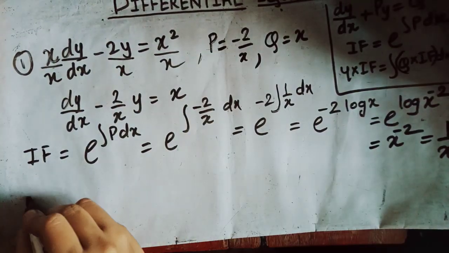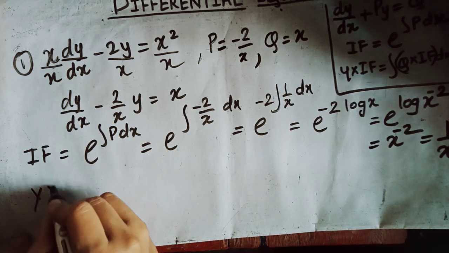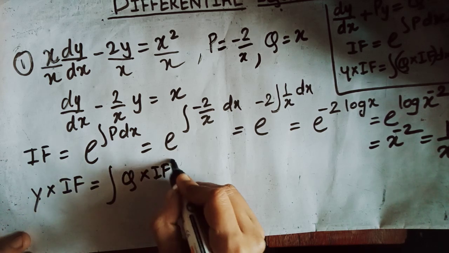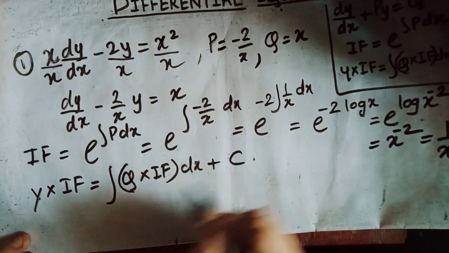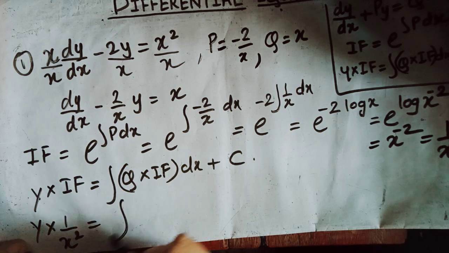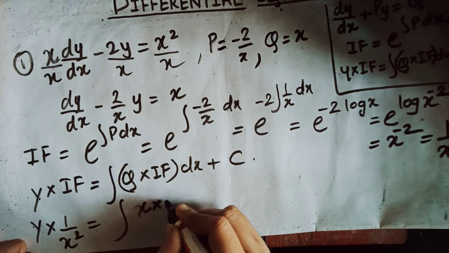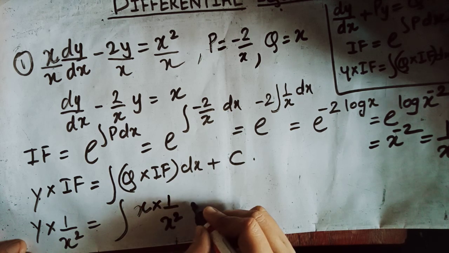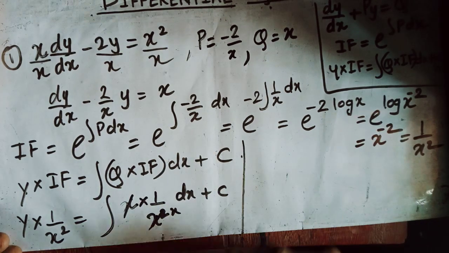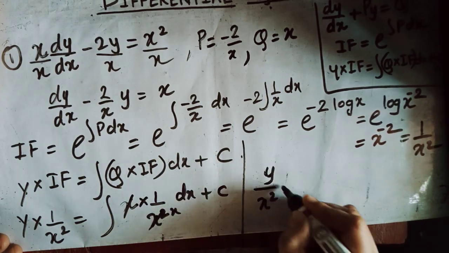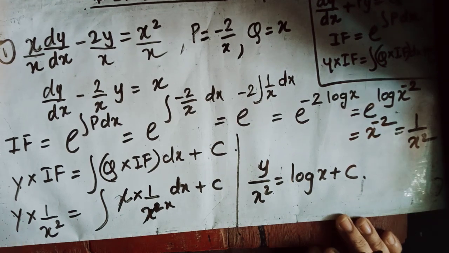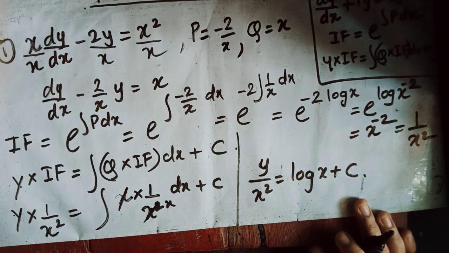Now substitute that in y into integrating factor equal to integral q into integrating factor dx plus c. So y into 1 upon x square equals integral of q, which is x, into integrating factor 1 upon x square, dx plus c. So here 1 by x will remain. So the final answer is y upon x square equal to log x plus c. This is the final answer.